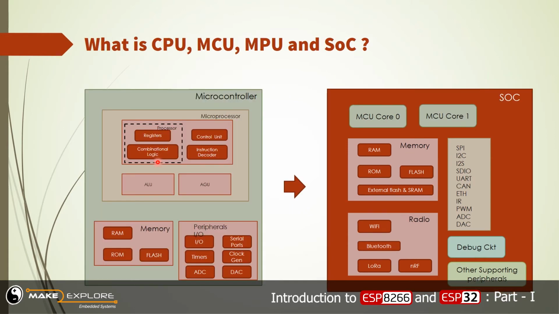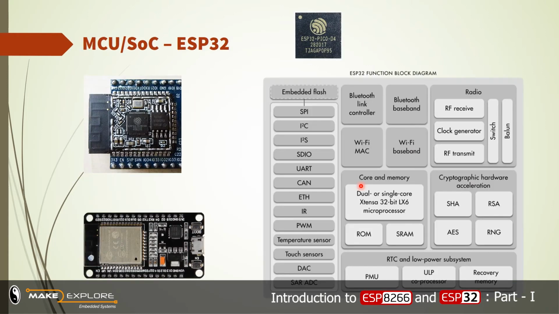So let's see an example. Here you can see the difference between the microcontroller and SoC. SoC has an MCU on board, 1 or 2 or more. So here is the example of SoC ESP32, and here is the block diagram of this ESP32. We will see it in detail in coming session.